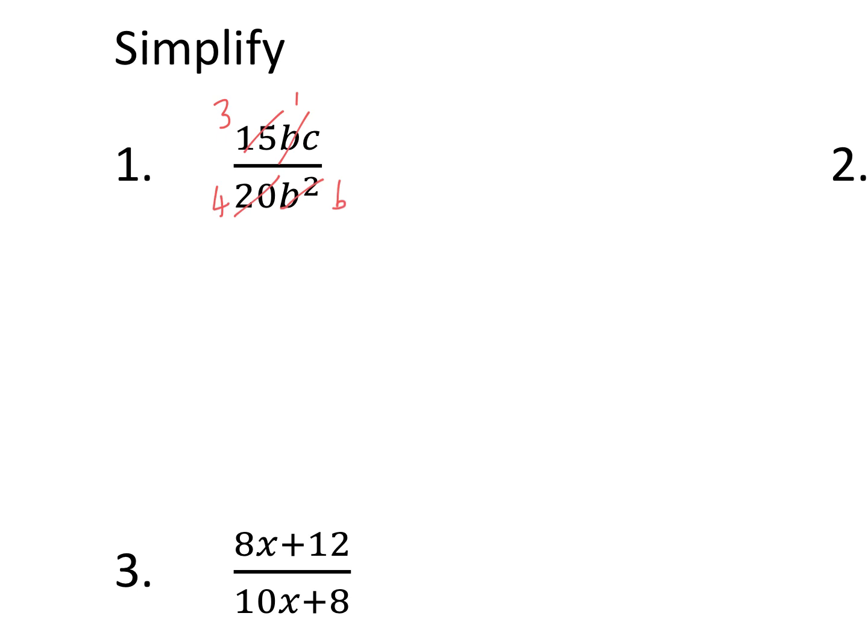Our numerator then, the whole thing can look untidy, so be very careful. But the numerator is 3 times 1 times c. 3 times 1 times c is 3c. The denominator is 4 times b, or 4b. And that's it.